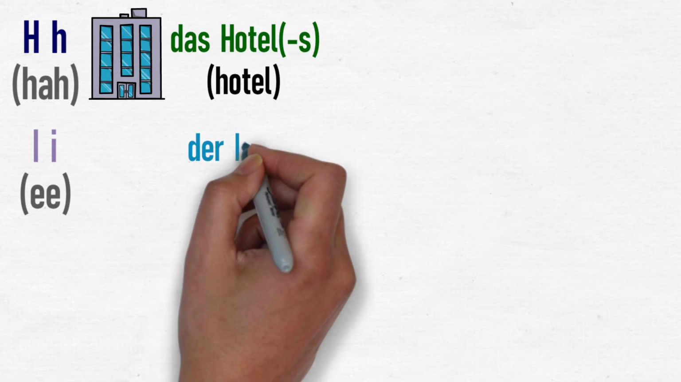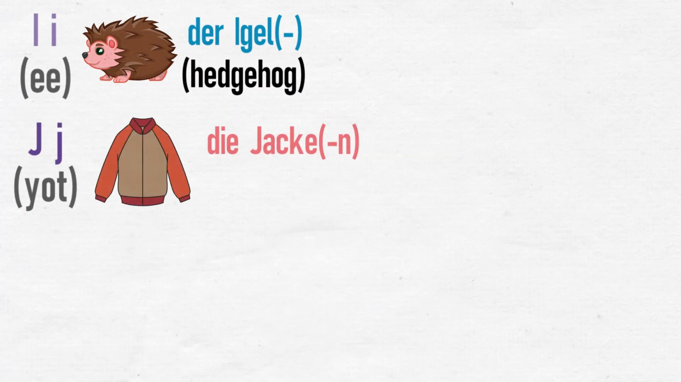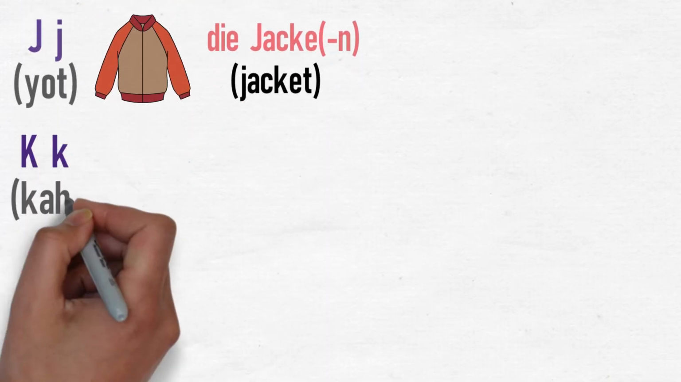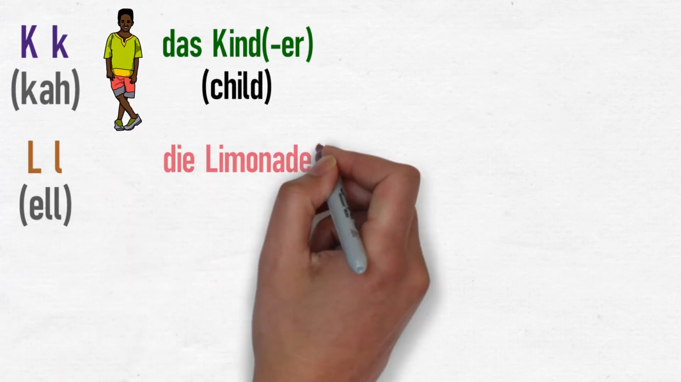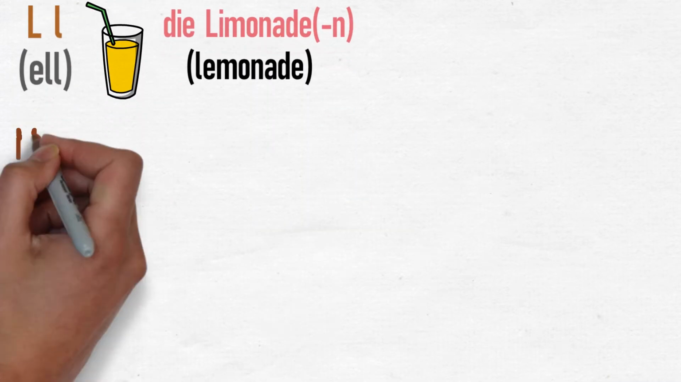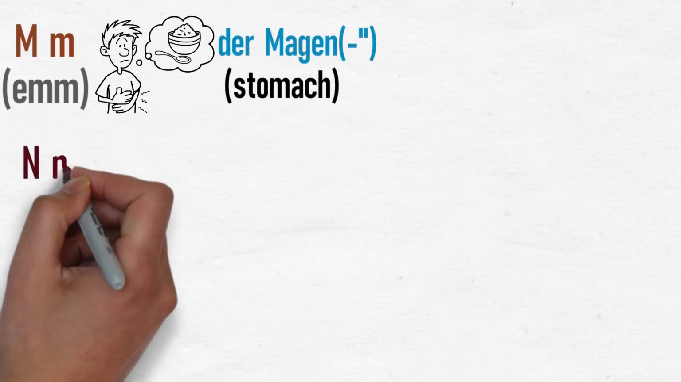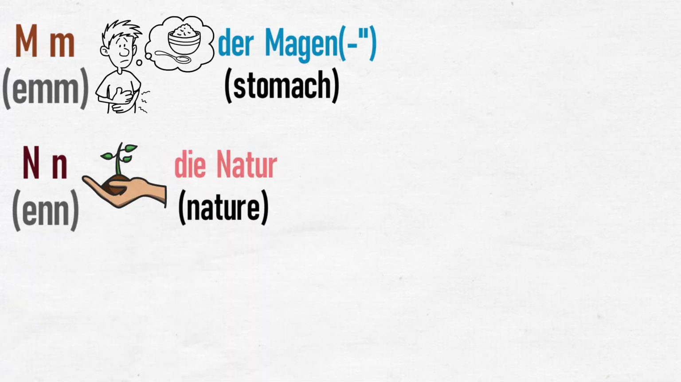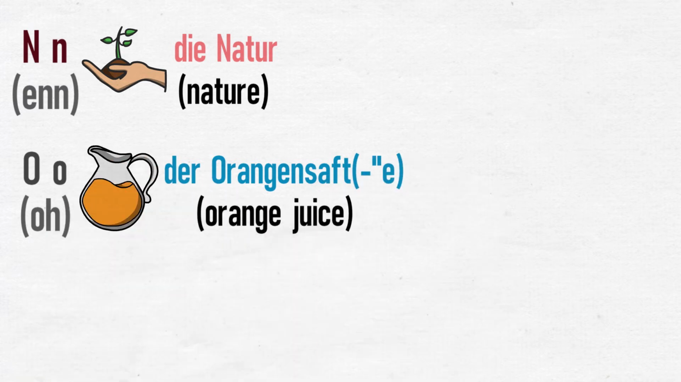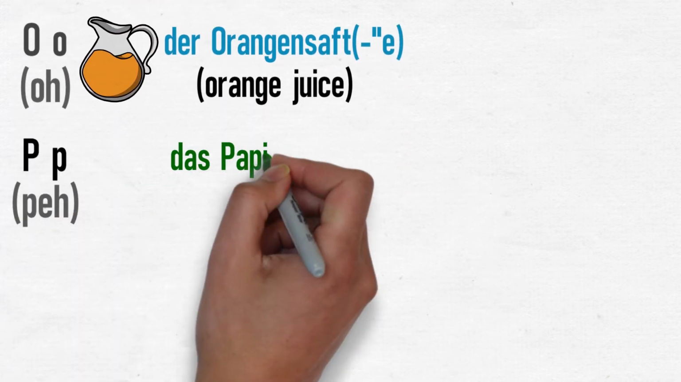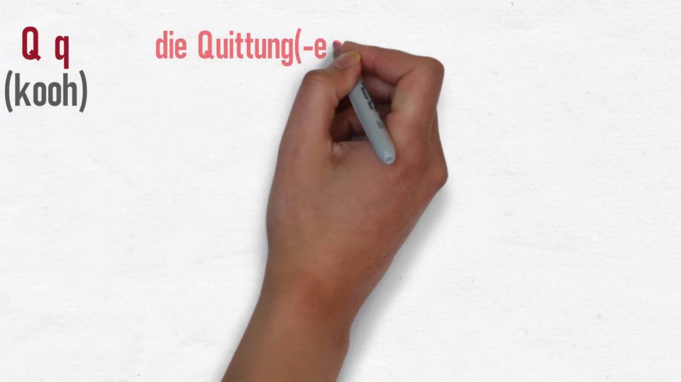I. Der Igel, hedgehog. J. Die Jacke, jacket. K. Das Kind, child. L. Die Limonade, lemonade. M. Der Magen, stomach. N. Die Natur, nature. O. Der Orangensaft, orange juice. P. Das Papier, paper. Q. Die Quittung, receipt.